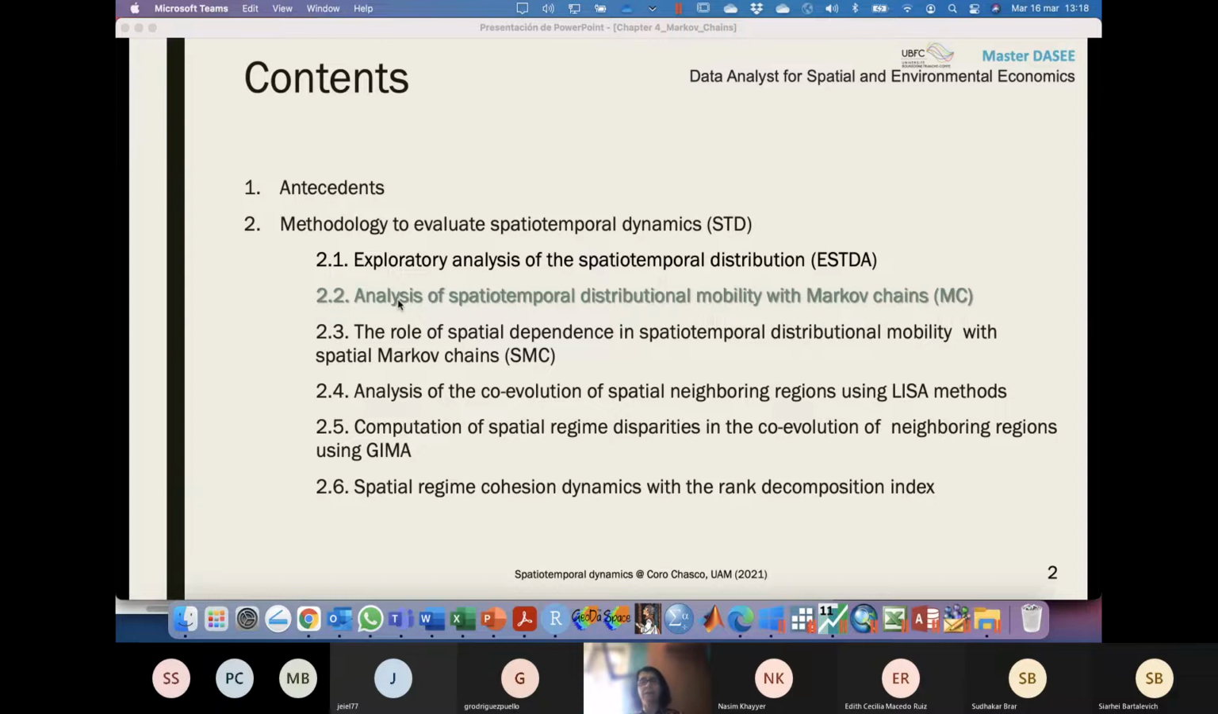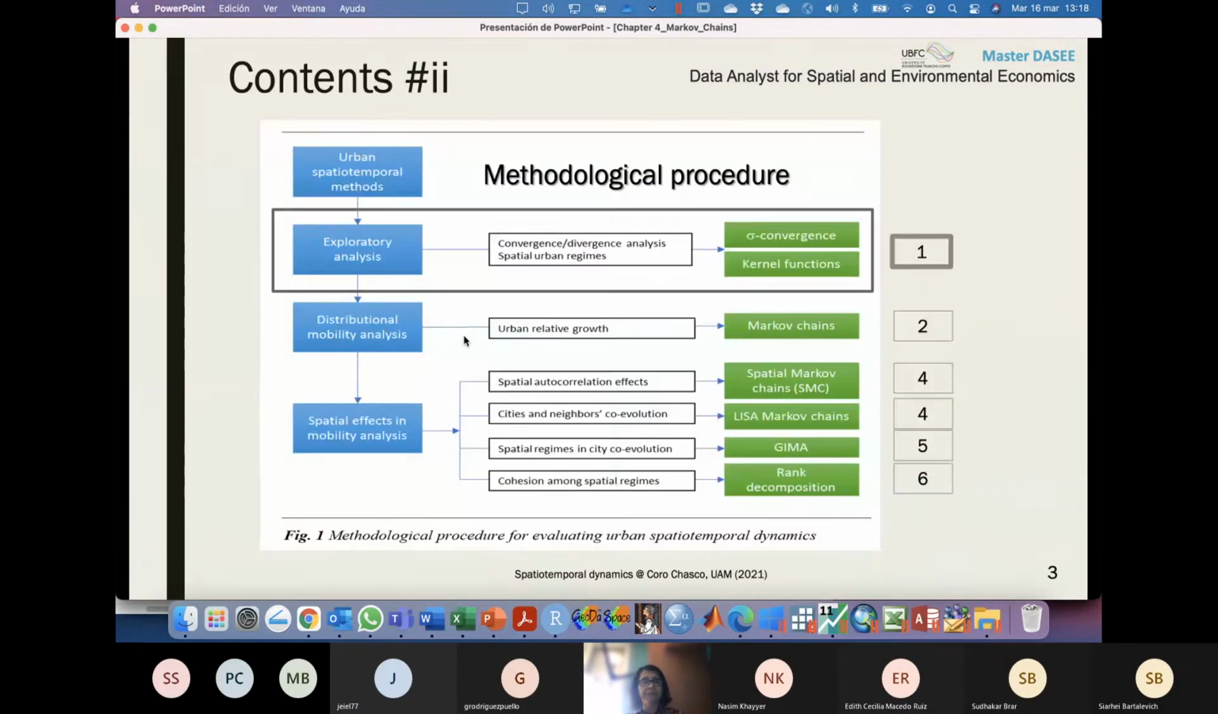Okay, so now we stay in this classical Markov chain. So they are the standard Markov chains analysis. And so now we go to this Markov chains step. Oh, this is a mistake. So we are not here in the exploratory analysis, but in this second step of the Markov chains.